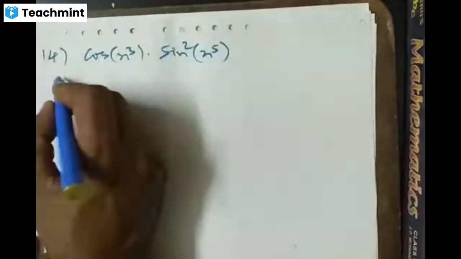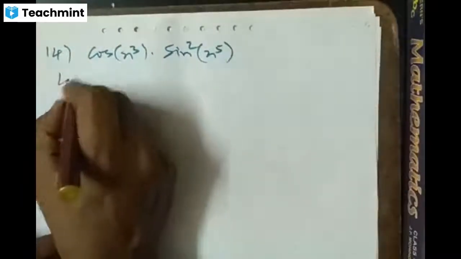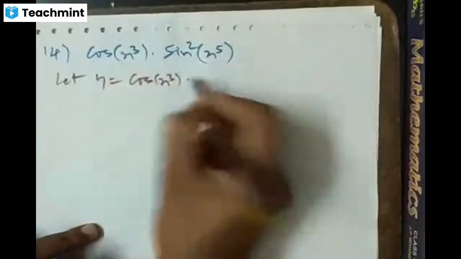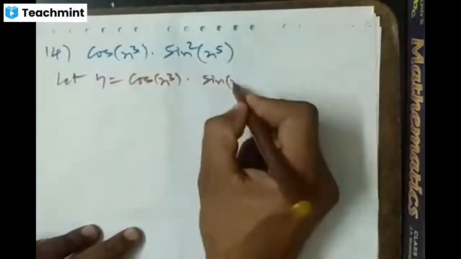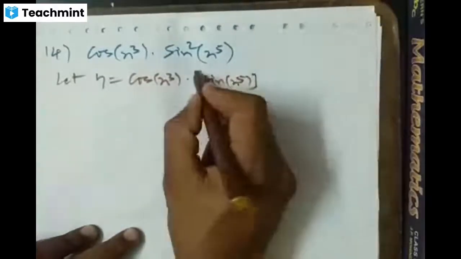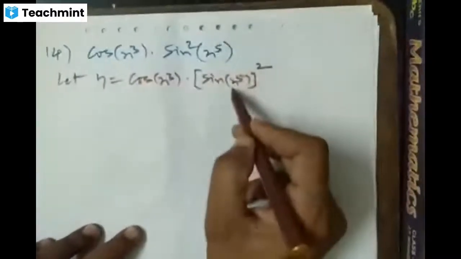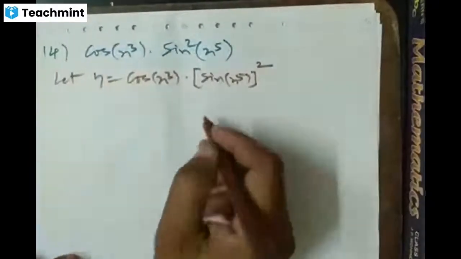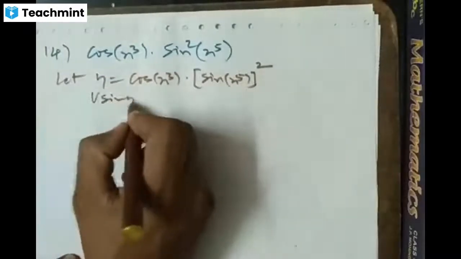First we shall take the function as y. Let y be equal to cos of x cube into sine of x power 5 whole power 2. Sine square of x power 5 is the same as sine of x power 5 whole square, right? So now we shall use product rule.